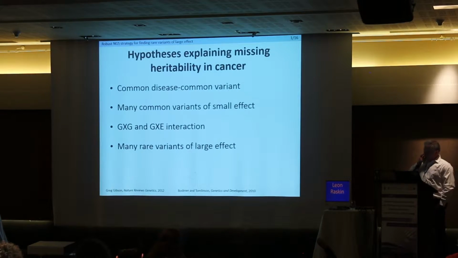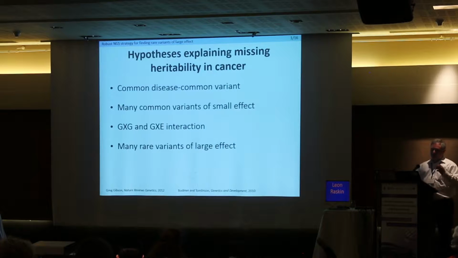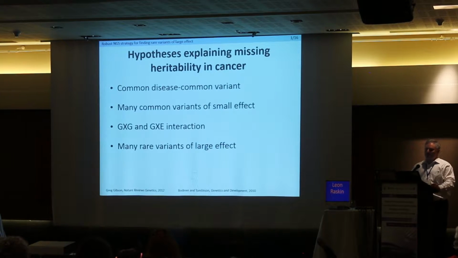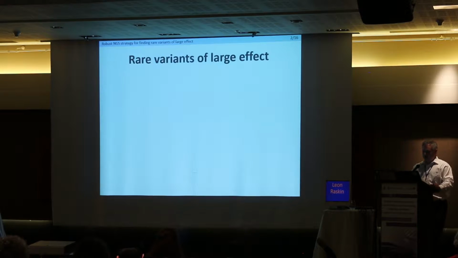So just very, very briefly, the hypotheses explaining missing heritability in cancer included common disease variants, which was the basis of GWAS studies; many common variants of small effect, additive or pleiotropic effects; and gene-environment interactions. What I'm interested in the most is many rare variants of large effect. Because variants of large effect with even a minor allele frequency of just 0.5%, and a risk of 2, can explain 0.6% of sibling relative risk, which is much more than any GWAS hit so far.